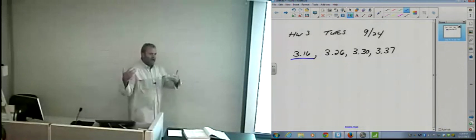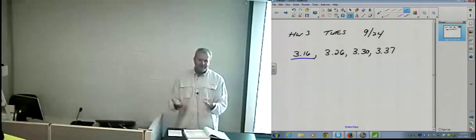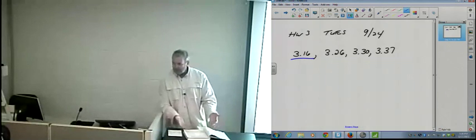Can I give a couple comments about these? You notice I'm not writing any graphs. You're going to use Minitab. These are these normal distribution calculations.